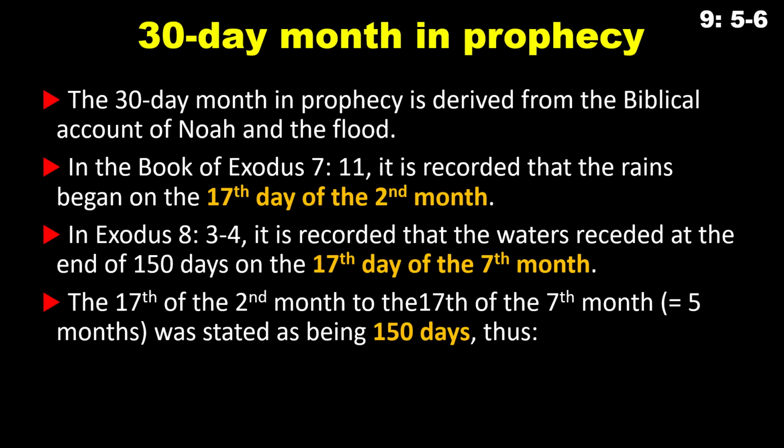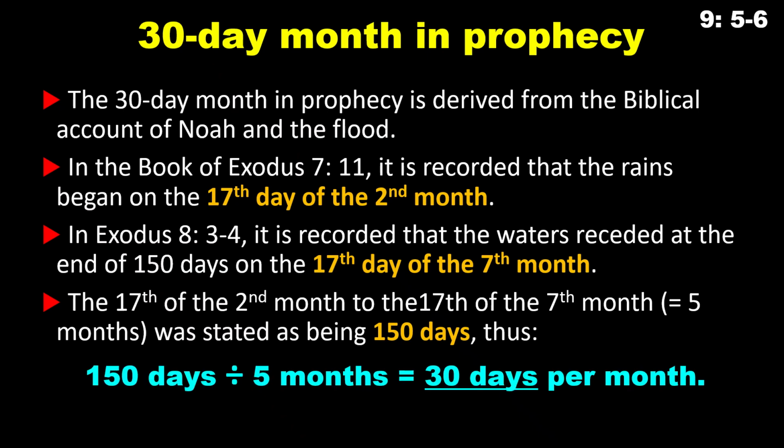Just how was the 30-day month in Bible time prophecies arrived at? The 30-day month in prophecy is derived from the biblical account of Noah and the flood. In the book of Exodus, chapter 7, verse 11, it is recorded that the rains began on the 17th day of the second month. In Exodus, chapter 8, verses 3 to 4, it is recorded that the waters receded at the end of 150 days on the 17th day of the 7th month. The 17th day of the second month to the 17th of the 7th month is 5 months, stated as being 150 days. Thus, the math is 150 days divided by 5 months equals 30 days per month.